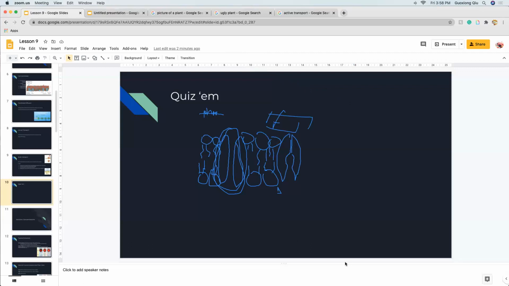He says, the difference between active and passive transport is that active transport requires energy, whereas passive transport doesn't, which is correct.